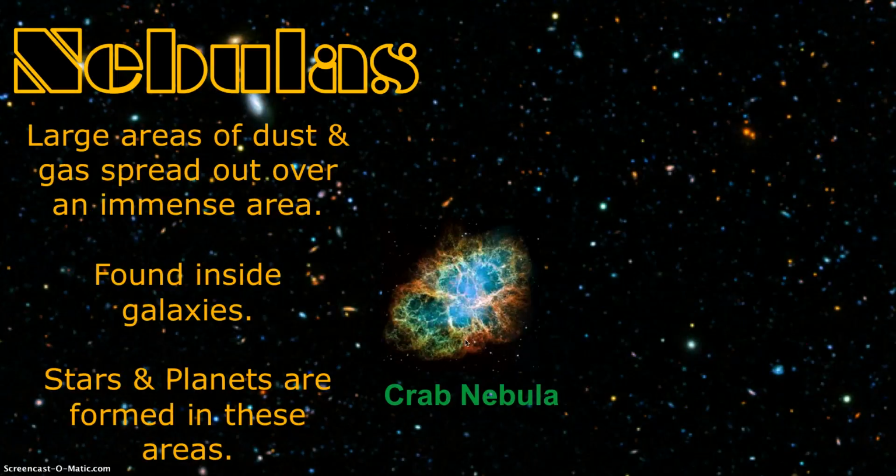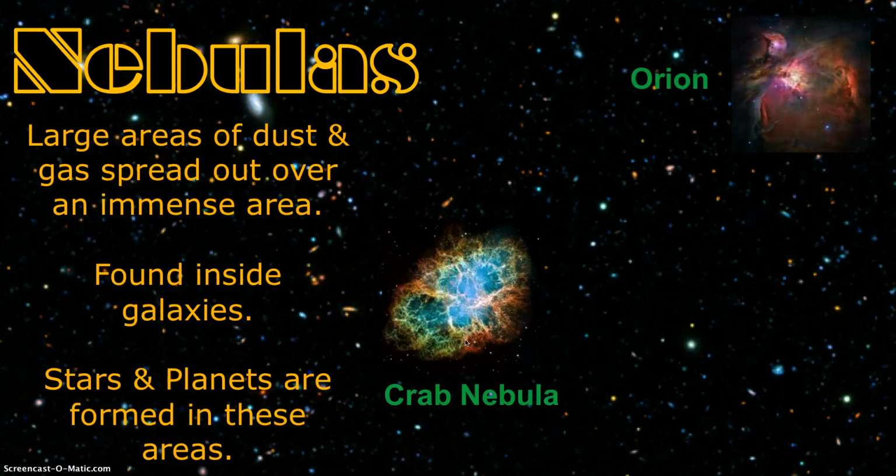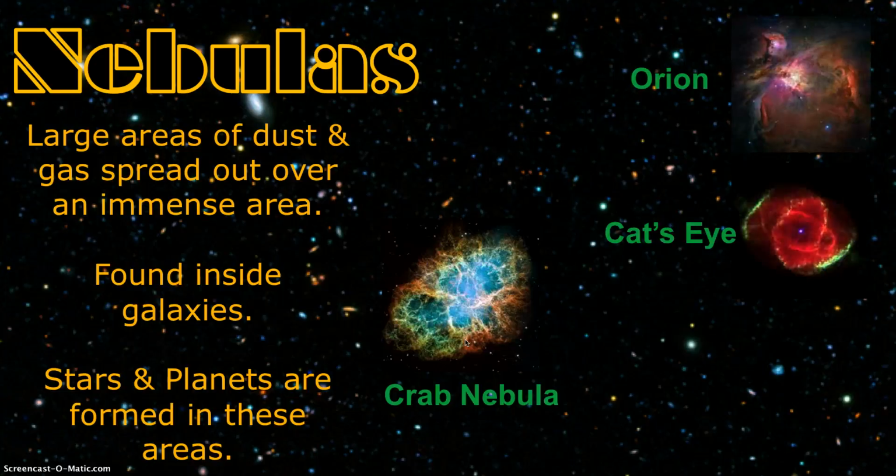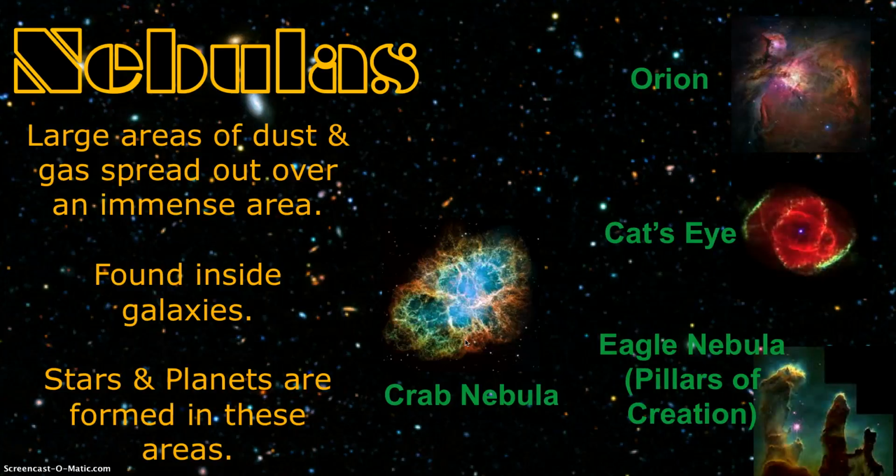Nebulas are found within galaxies, and they're large areas of dust and gas spread out over an immense area. And this is where stars and planets are formed. And so here's a picture of the Crab Nebula, and all of these nebulas are found within the Milky Way galaxy: Orion, Cat's Eye, the Eagle Nebula, and these structures are called the Pillars of Creation.